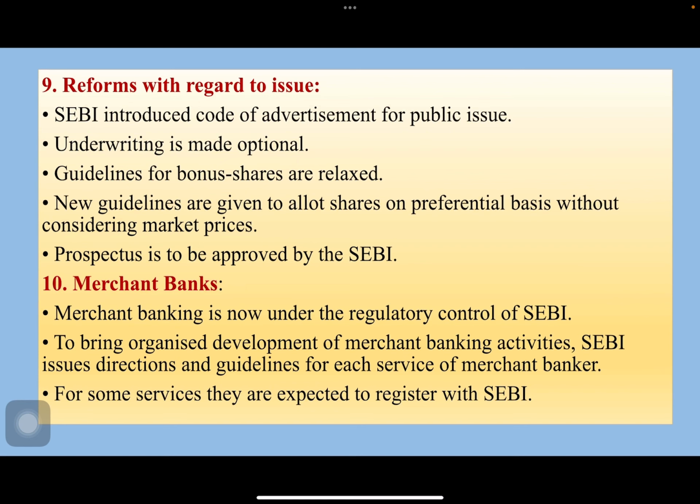Then reforms with regard to issue. This is another important one. SEBI introduced code of advertisement for public issue. Underwriting is made optional. Guidelines for bonus issue are relaxed. New guidelines are given to allot shares on preferential basis without considering market prices. Prospectus is to be approved by SEBI.